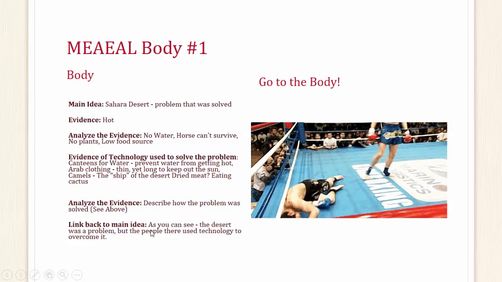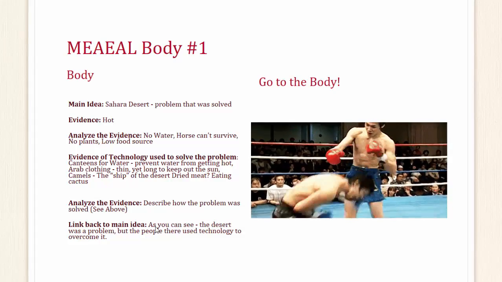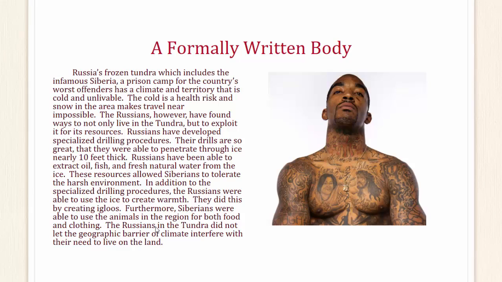Alright, for example, as you can see, the desert was a problem, but the people there used technology to overcome it. Now, let me show you an example of a formally written body. This is the main point. Russia's frozen tundra, which includes the infamous Siberia, a prison camp for the country's worst offenders, has a climate and territory that is cold and unlivable. And then I give an example. Alright? This is the challenges.